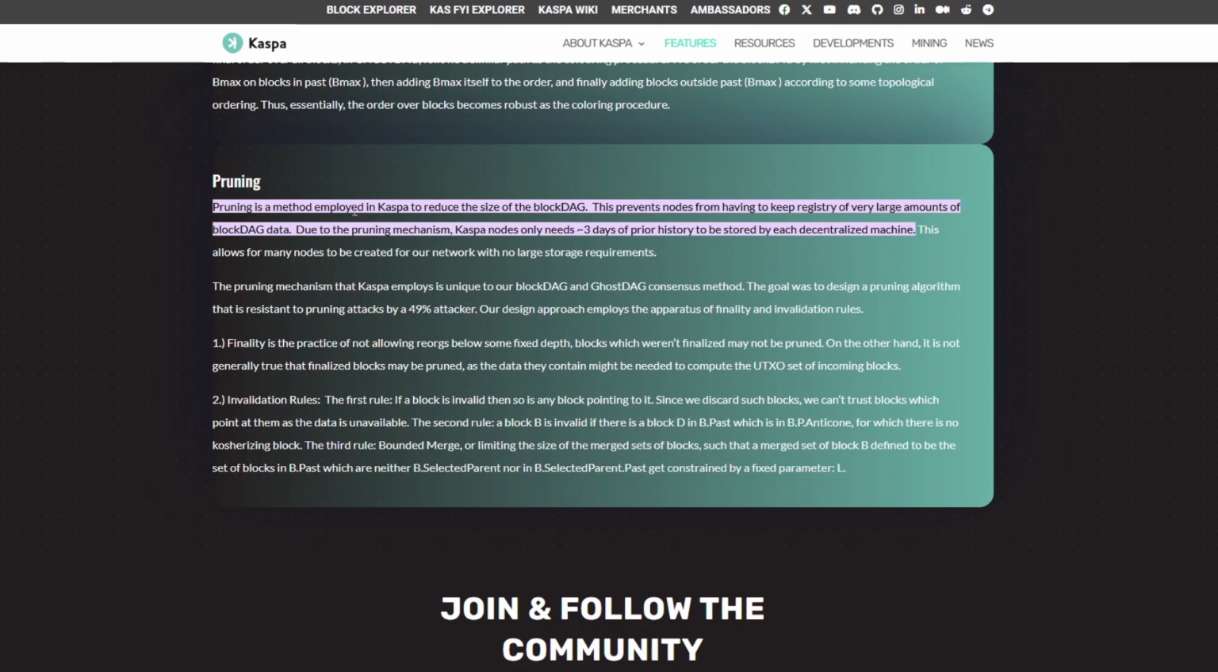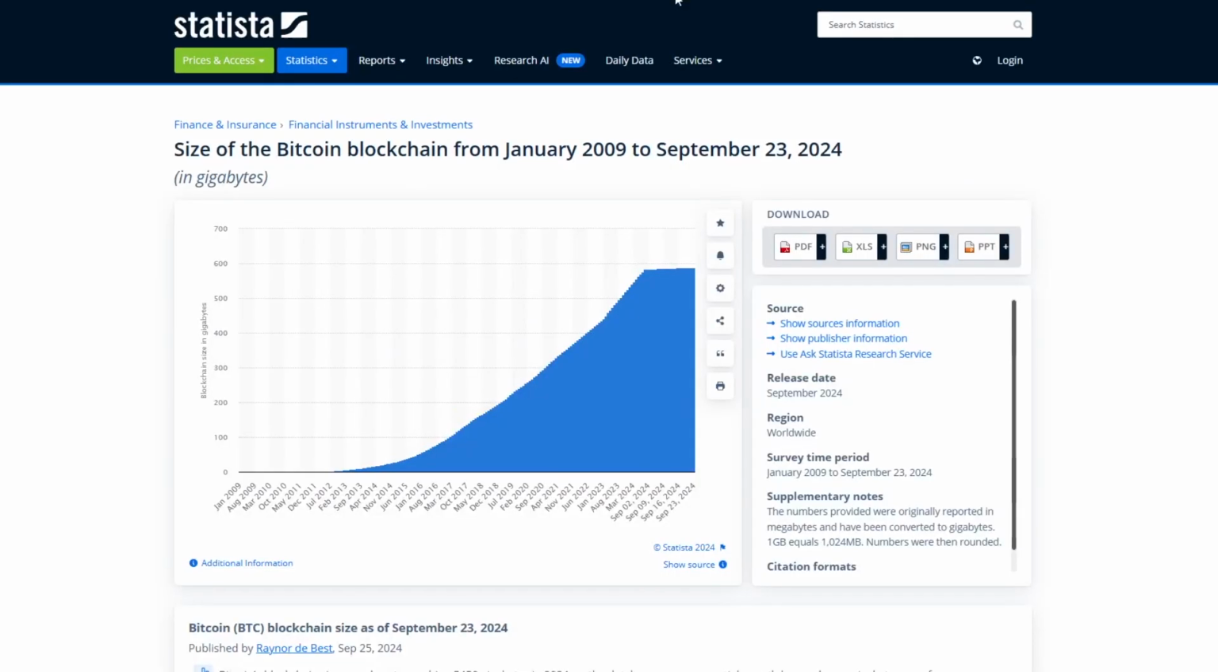So it says here, pruning is a method employed in Kaspa to reduce the size of the blockDAG. All chains have a size in gigabytes that it takes up in storage if you're running a node. This prevents the nodes from having to keep a registry of large amounts of blockDAG data. Because Kaspa is already at 1 block per second, that requires a lot of memory to store all that data. And I believe, if we look at Bitcoin here, it's up to 587 gigabytes for the whole chain. And I believe that Kaspa is already up to 500 gigabytes for the whole chain if you wanted to download the whole thing, like an archival node or a full node.